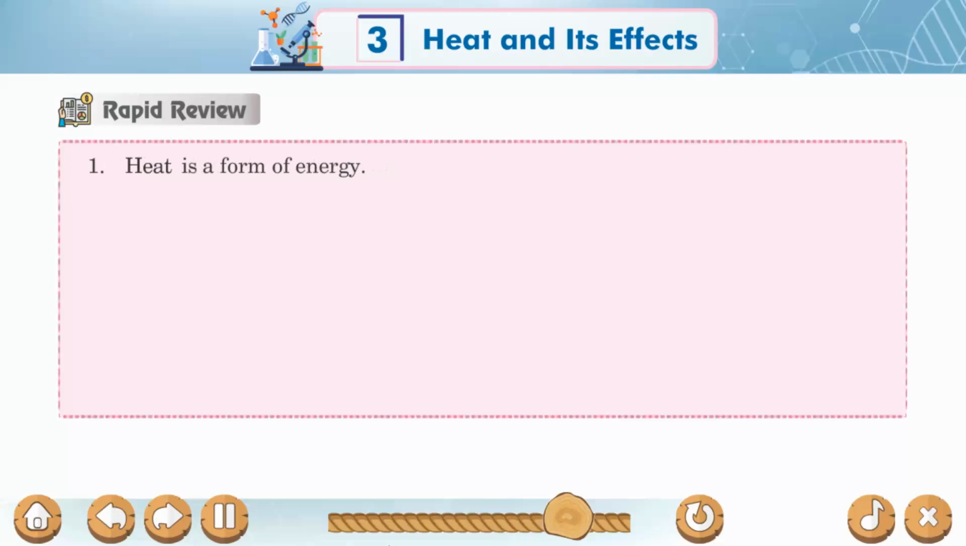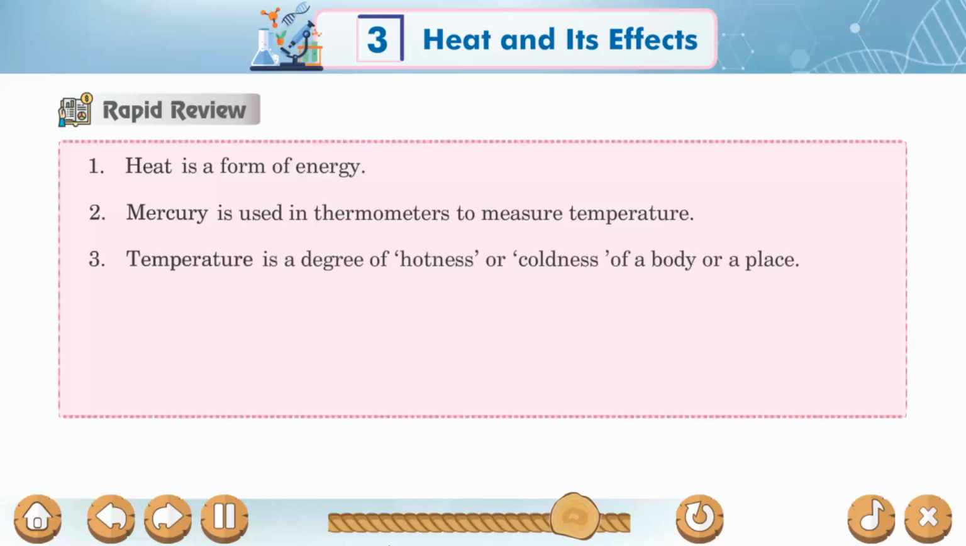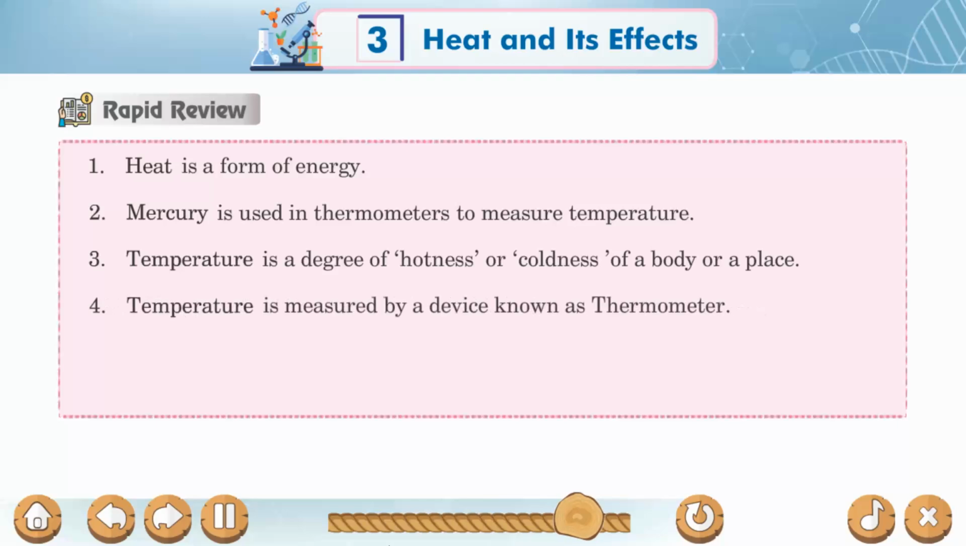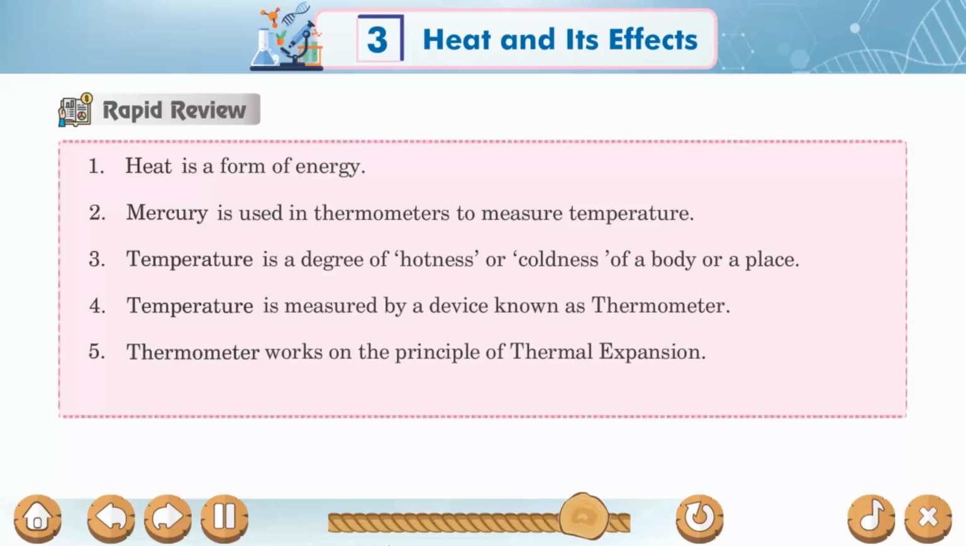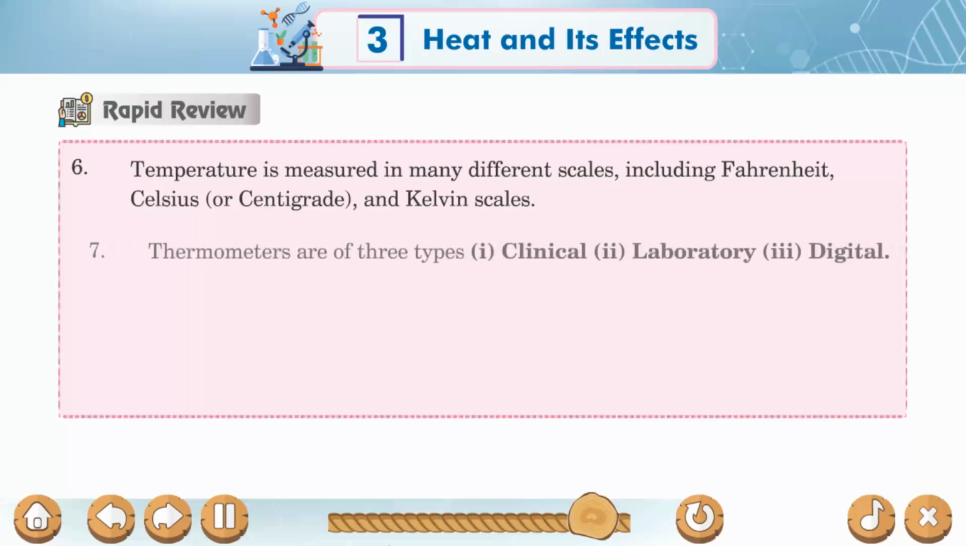Rapid review. 1. Heat is a form of energy. 2. Mercury is used in thermometers to measure temperature. 3. Temperature is a degree of hotness or coldness of a body or a place. 4. Temperature is measured by a device known as a thermometer. 5. A thermometer works on the principle of thermal expansion. 6. Temperature is measured in many different scales, including Fahrenheit, Celsius or centigrade, and Kelvin scales.